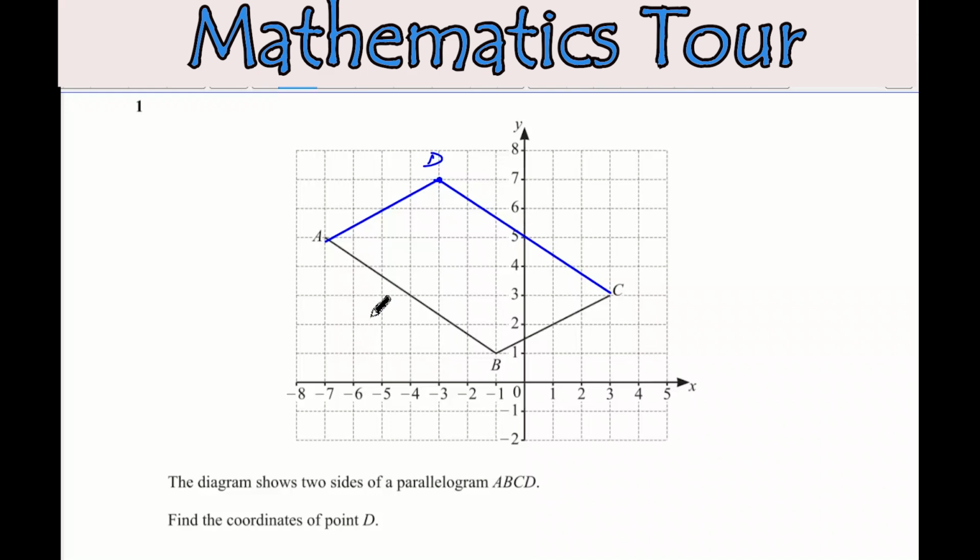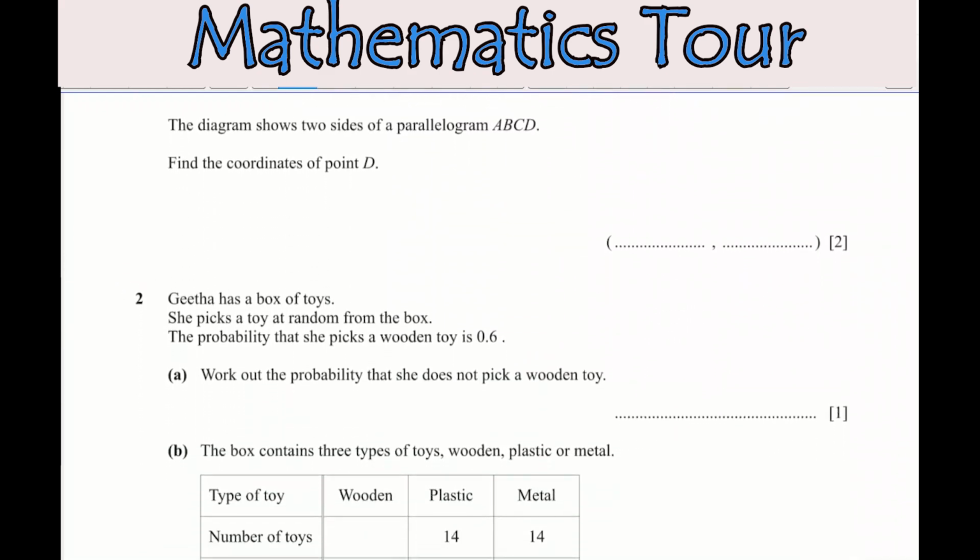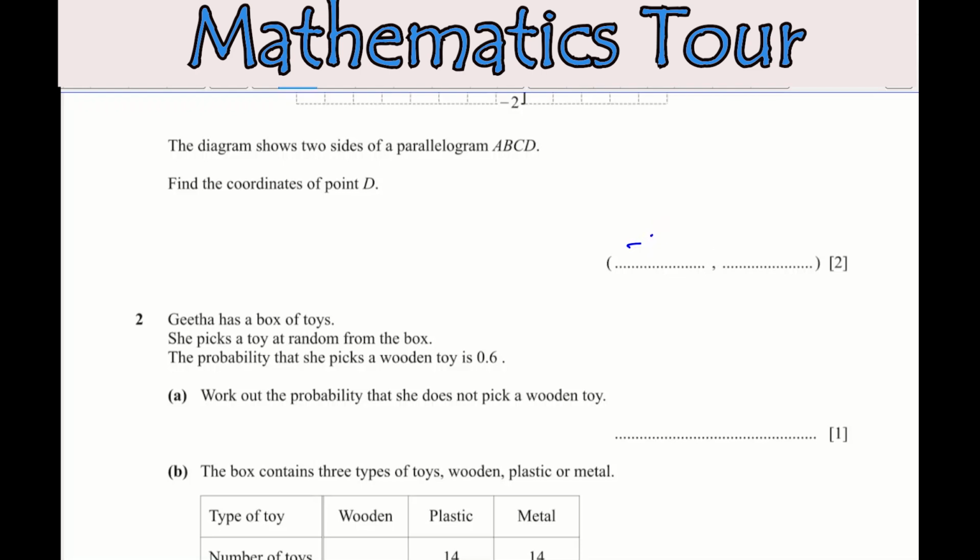So this is the parallelogram you get when you put the point here. This side and this side are parallel, while this side and this side are also parallel. So that will be the location of point D. x equals -3 and y equals +7. So let's put the answer here, -3, 7.